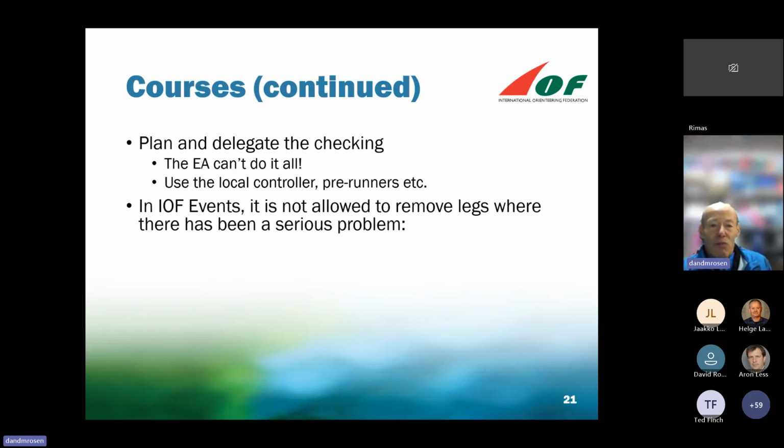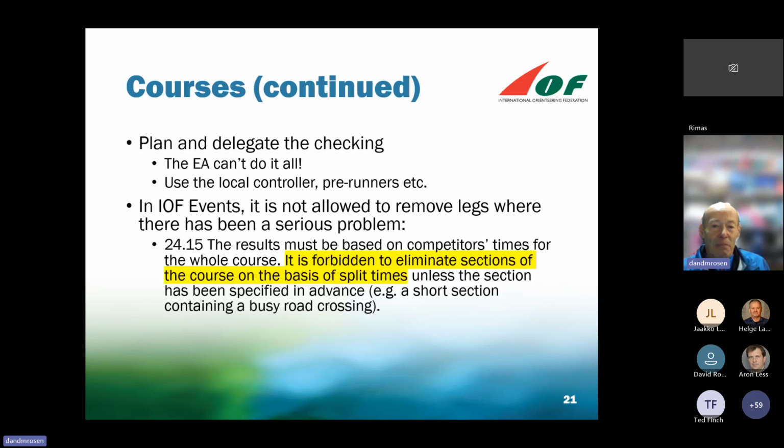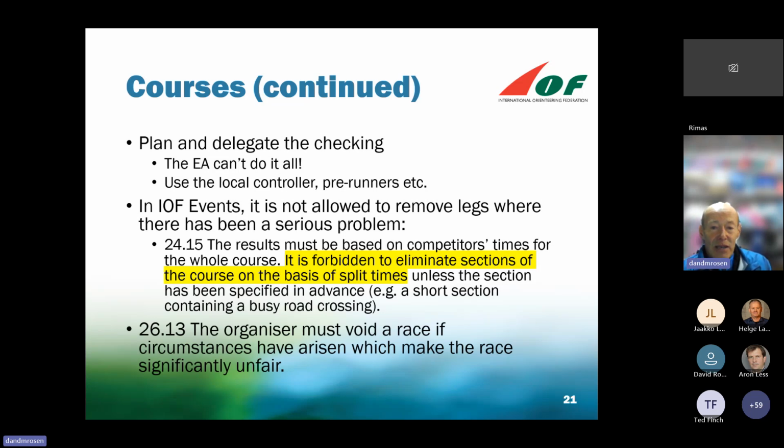Now, what happens if something goes wrong with your event? In IOF events, it's not allowed to remove legs where there's been a serious problem. So Rule 24.15 says the results must be based on competitors' times for the whole course. And it's forbidden to eliminate sections of the course on the basis of split times, unless that's been specified in advance. So what's the alternative? Well, I'm afraid if something's gone really wrong and the race is no longer fair, then the race has to be voided.